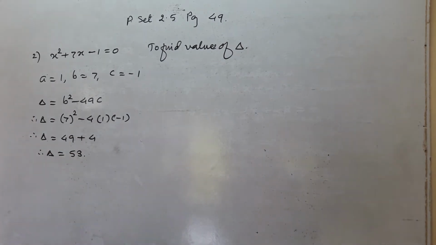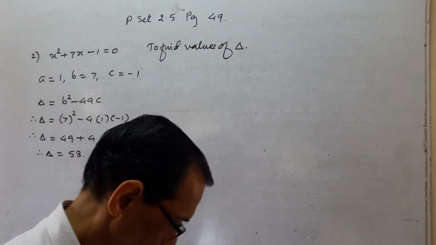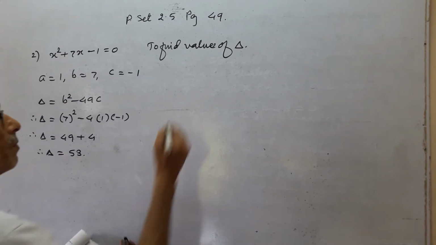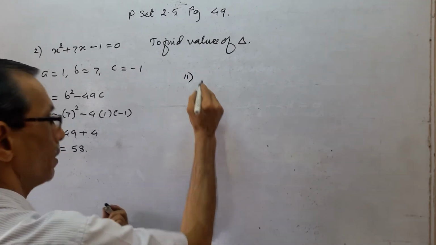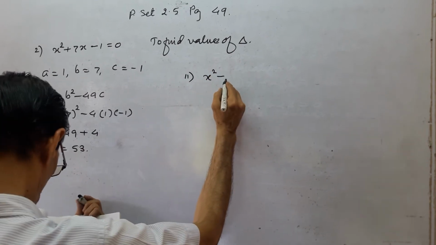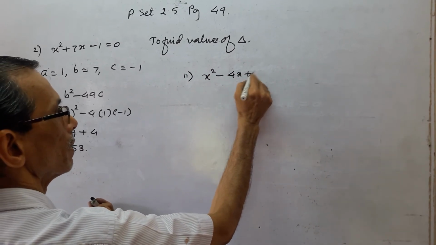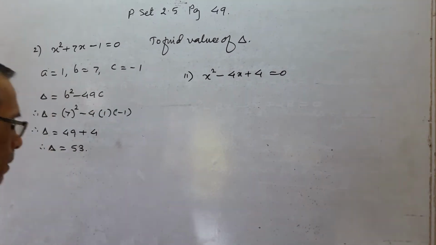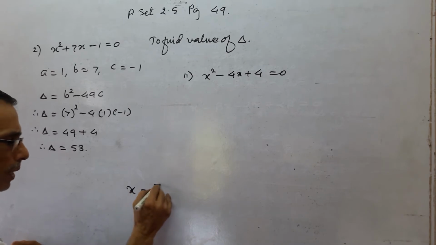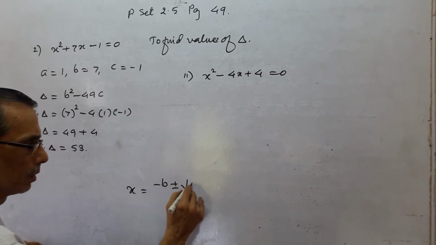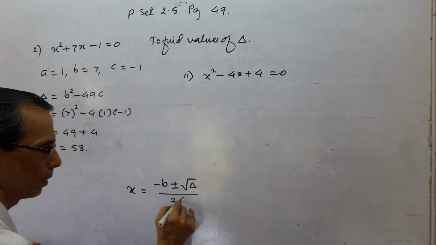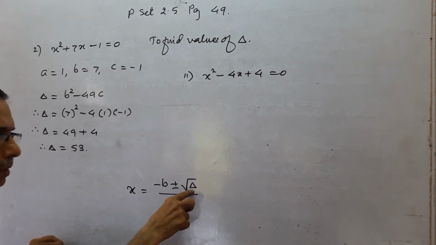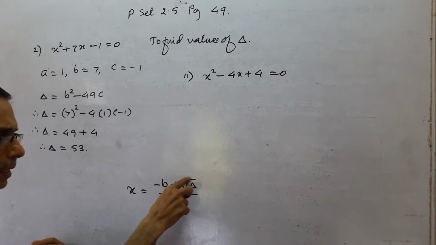Then we have to find the nature of roots. Let us take the second one now, nature of roots: x square minus 4x plus 4 equal to 0. Now how can we find the nature of roots? We know that x is equal to minus b plus or minus root delta upon 2a. If delta is a perfect square, then we get the root of this, and we get two separate roots.